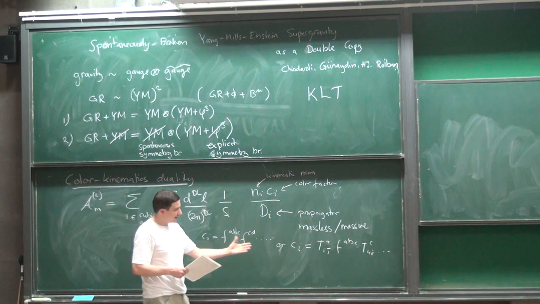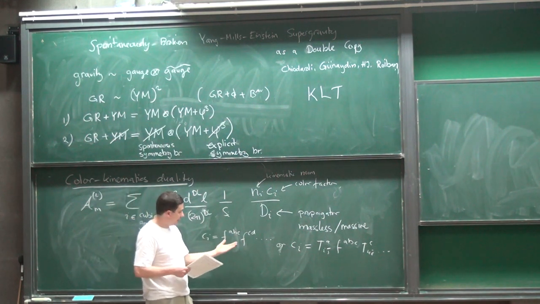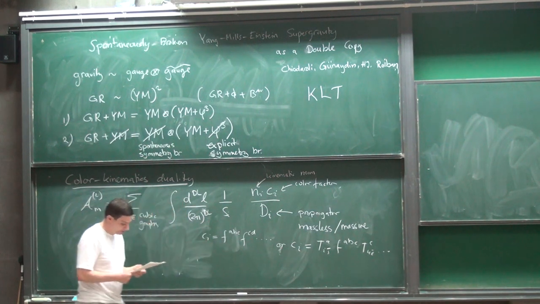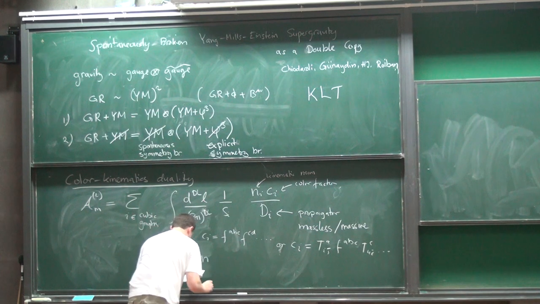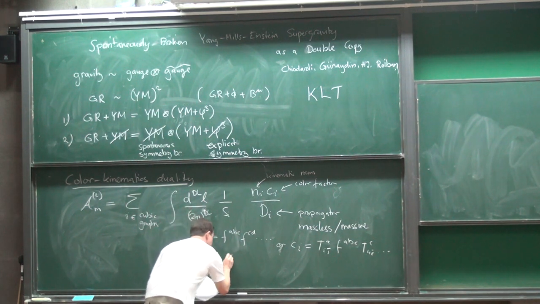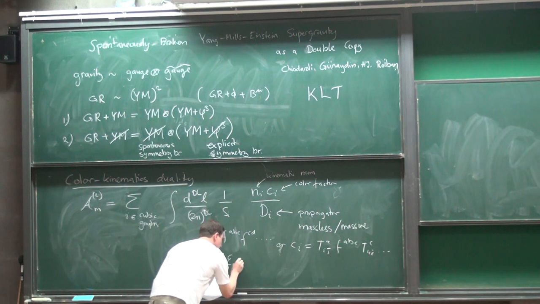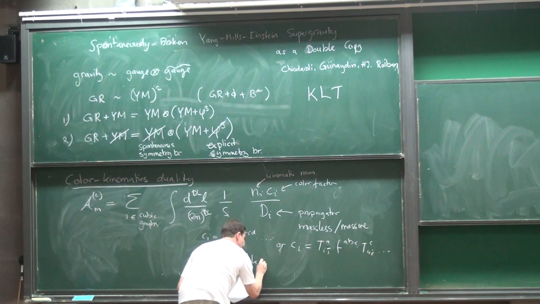Today I'm going to generalize it slightly, but essentially I'm going to stay within the context of a purely adjoint theory and then break that purely adjoint theory. The numerators could look something like this: you have polarization vectors, of course, which could be dotted into each other, as well as momenta dotted into polarization vectors, etc.